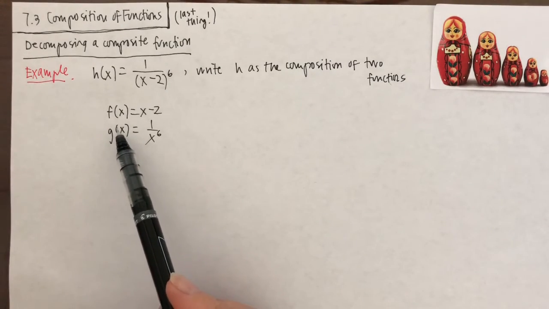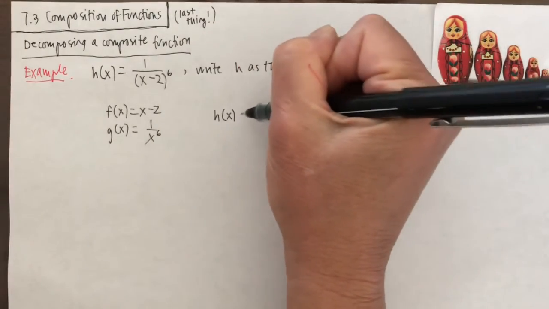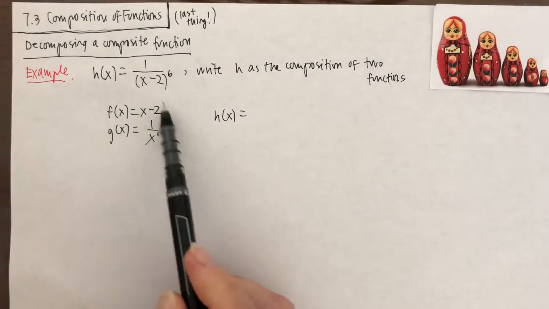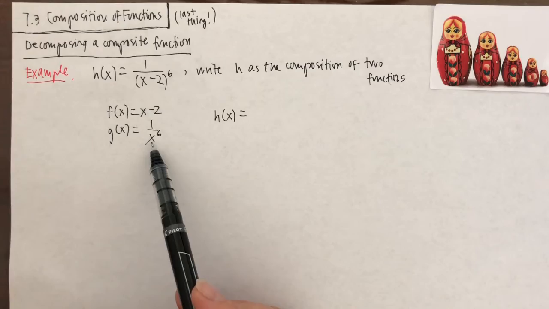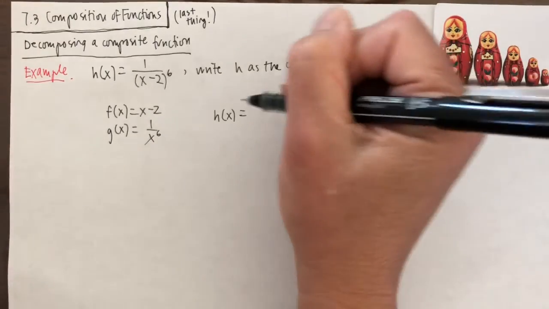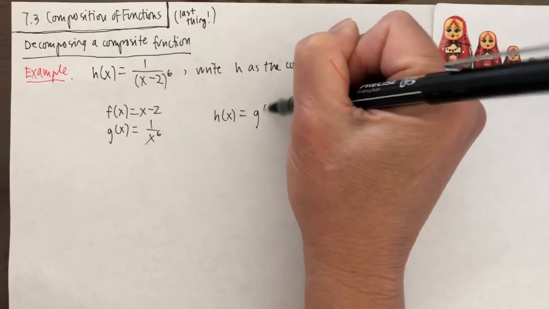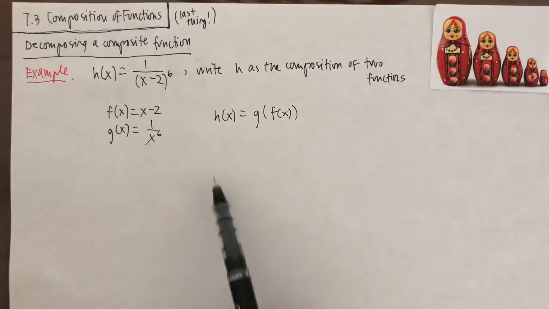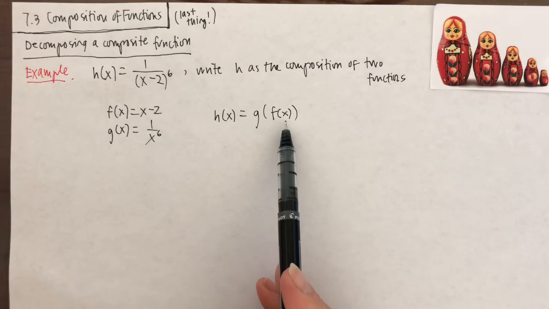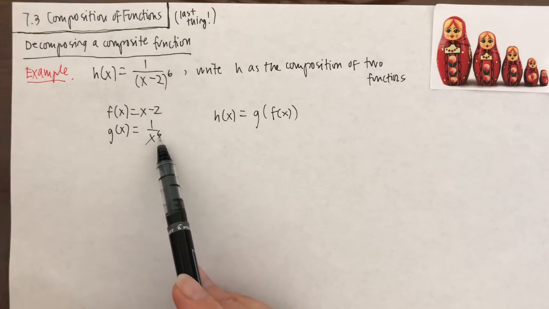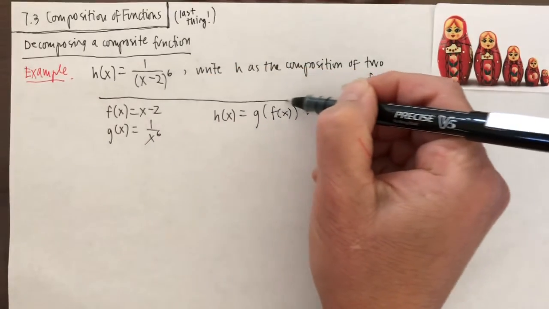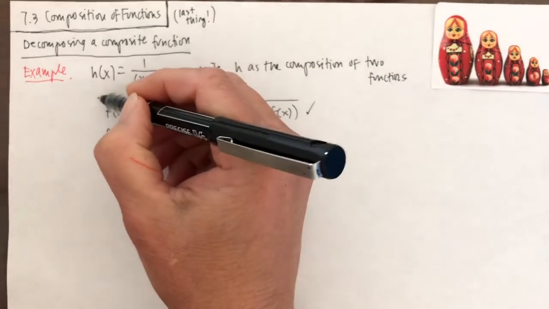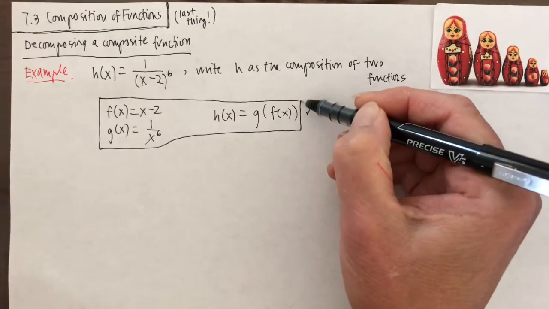I just have to be careful what the order is. h of x would be, it's like you're putting f into the function g. So this is your input for this function. So h of x would be f going into g, looks like this. f is x minus 2. I'm just going to double check. That would be x minus 2 going into 1 over x to the 6th. Yep, this is right. So this would be a way to write h of x as the composition of 2 functions.